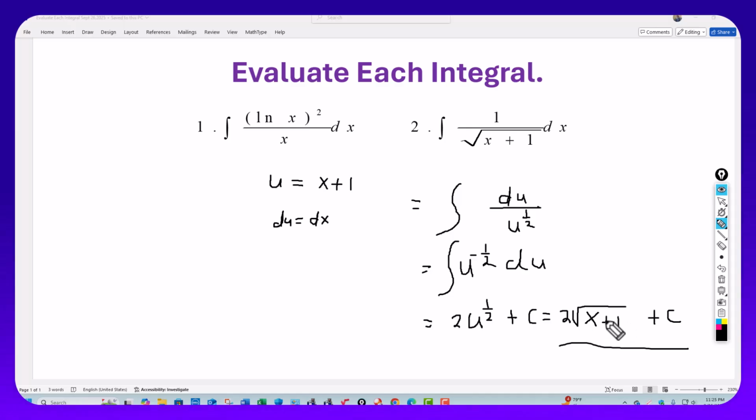Now if you want to check this one, got 2 times x plus 1 to the 1/2, so general power rule, the 1/2 comes in front, that becomes 1/2 times 2 is 1. We subtract 1 from the 1/2, that gives you a minus 1/2, so that goes down to the denominator as the square root of x plus 1. But chain rule tells me I take the derivative of x plus 1. Now here it doesn't matter because the derivative of x plus 1 is 1. So I'm still going to get this integrand. So final answer, 2 times the square root of x plus 1 plus the constant of integration.